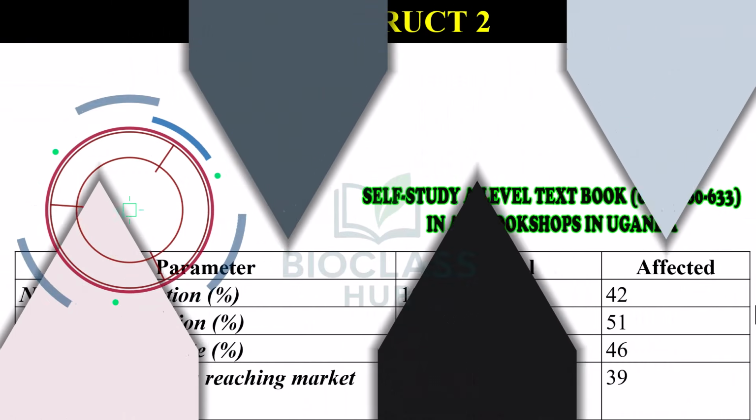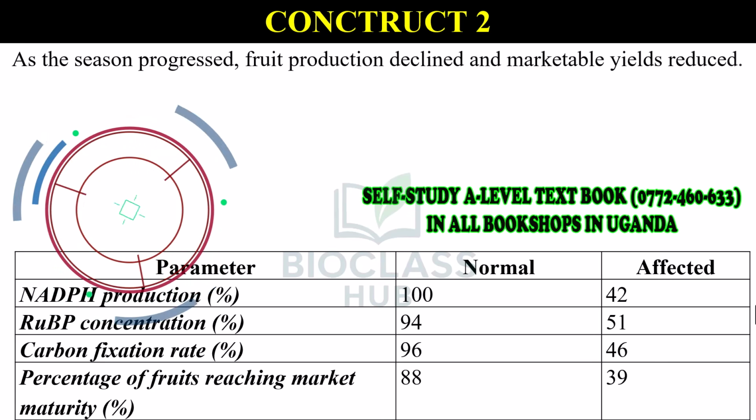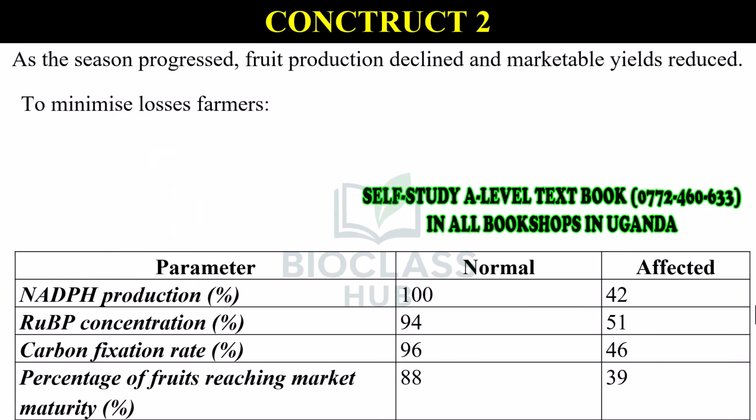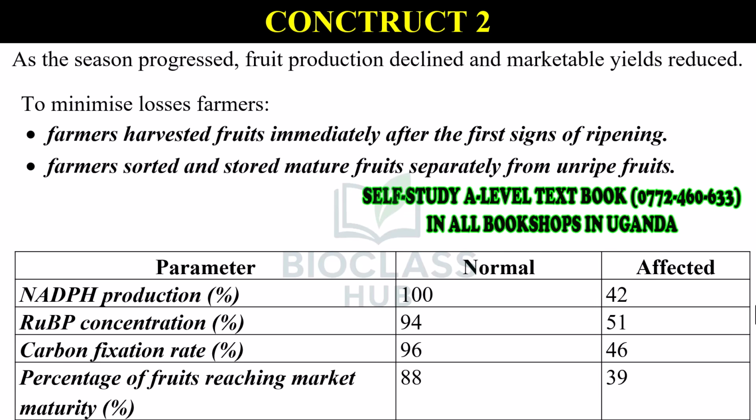As the season progressed, fruit production declined and marketable yields reduced. To minimize losses, farmers harvested fruits immediately after the first signs of ripening. Farmers sorted and stored mature fruits separately from unripe fruits. Farmers irrigated their crops. Analyze the data table.